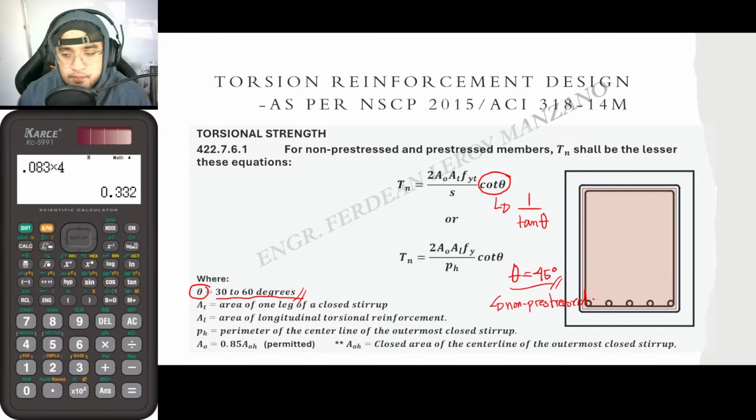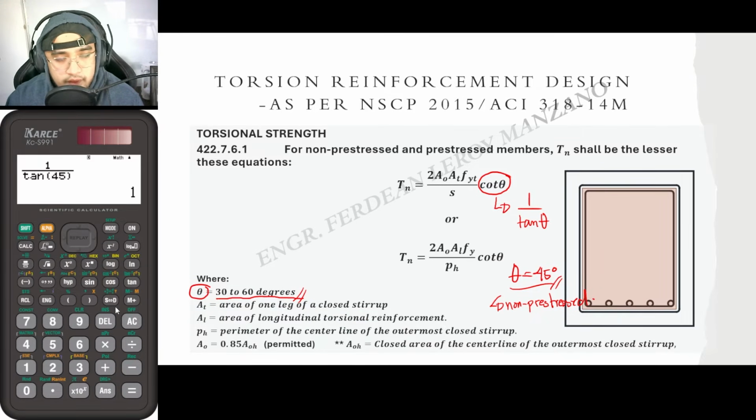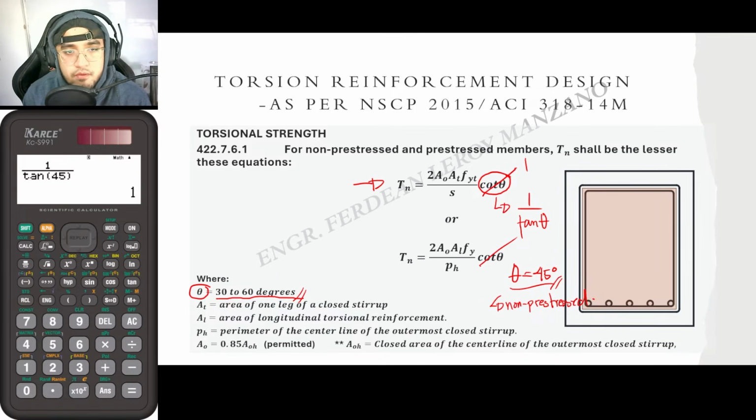Looking at the calculator, if you solve for 1 over tangent 45, that is basically 1. So in our analysis for non-pre-stressed members, this is basically 1. Okay, so this equation here is for transverse reinforcement or stirrups. And this equation at the bottom is for our main bars or longitudinal.